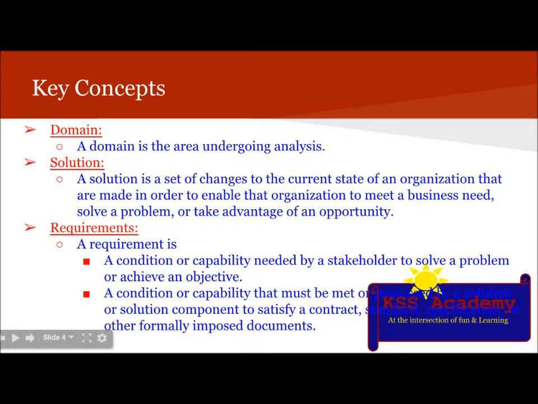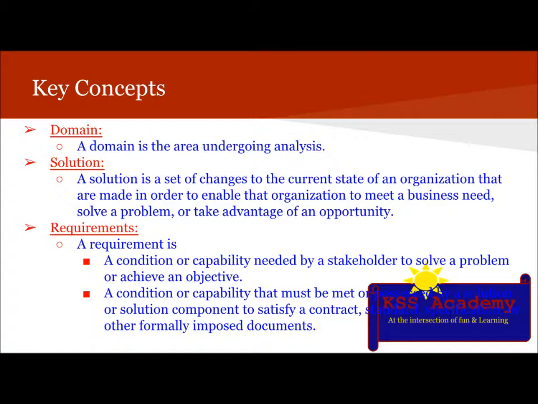So let's learn about certain key concepts that will be used throughout this tutorial and future tutorials. So the first thing is domain. The domain is the area undergoing analysis. What is a solution? A solution is a set of changes to the current state of an organization that are made in order to enable that organization to meet a business need, solve a problem, or take advantage of an opportunity.